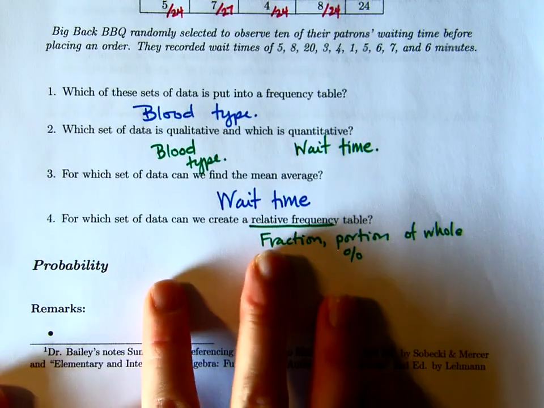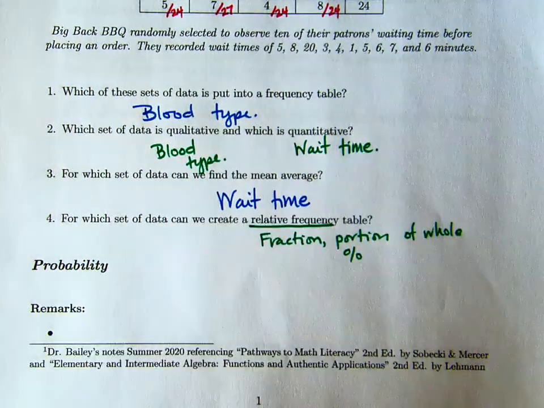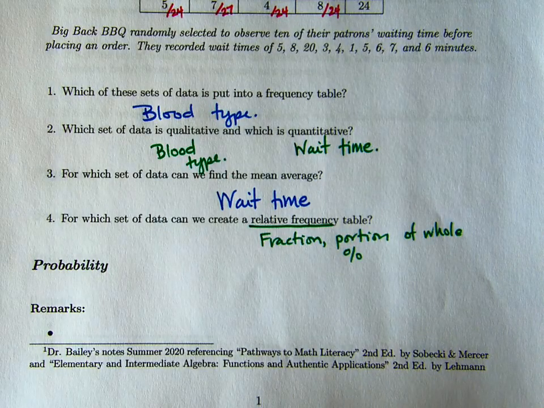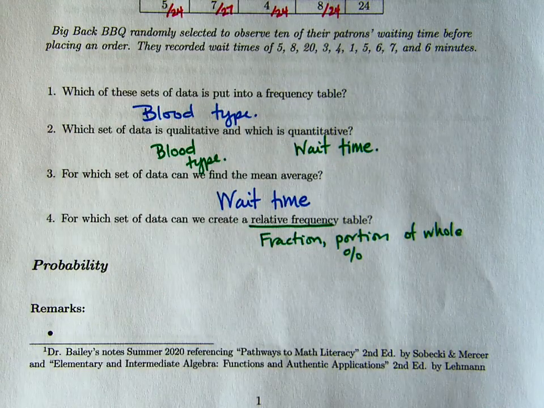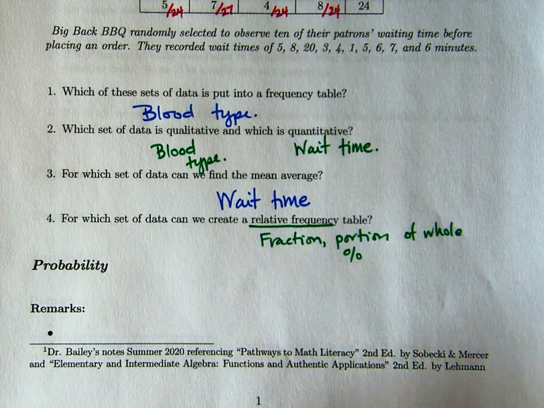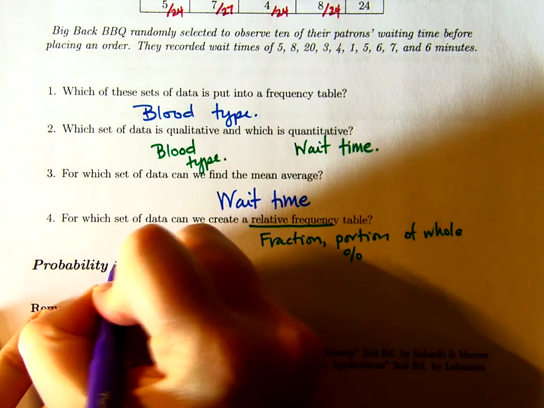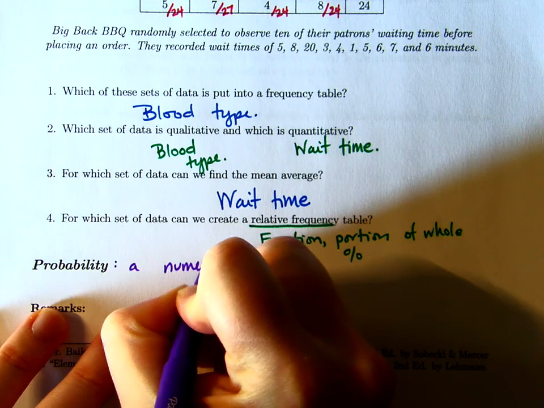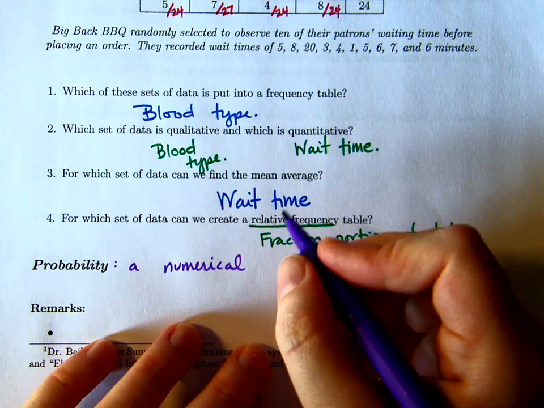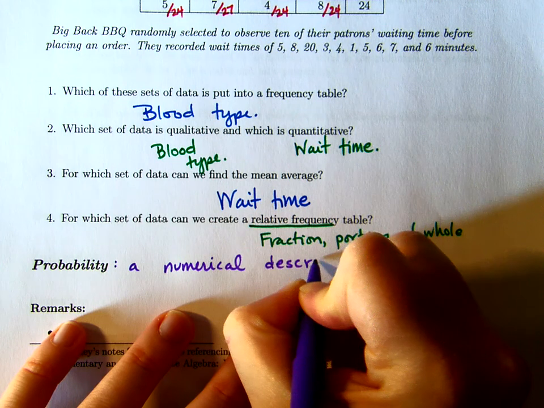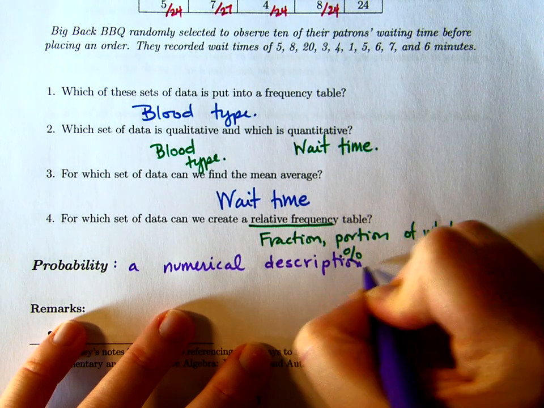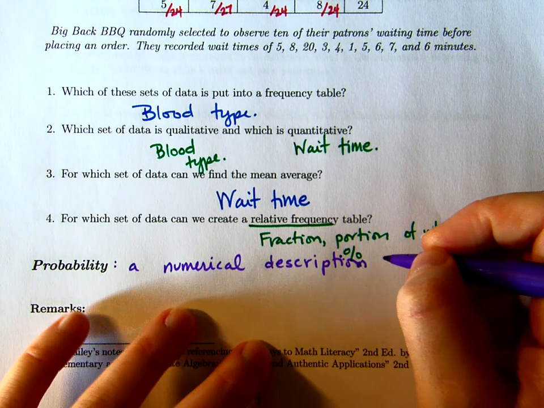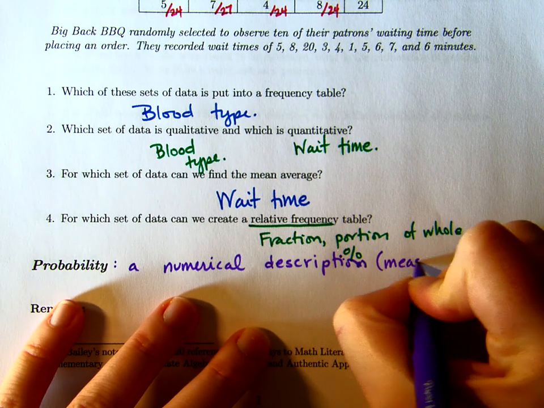Okay, which brings us to probability. For me, I define probability as a numerical description or measurement of how likely an event will happen or take place. So let's write that down. A numerical description or measure, if you will.